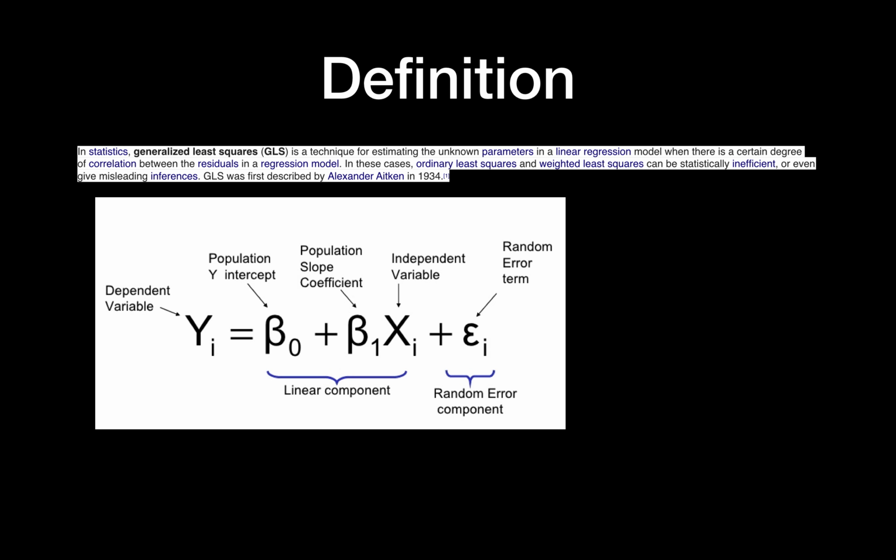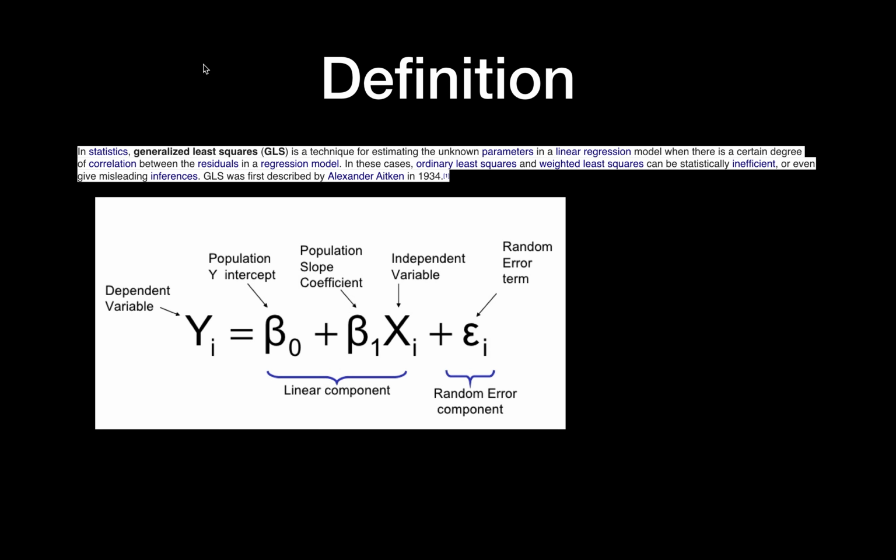But anyways, carrying on, what it says is: in statistics, generalized least squares, or GLS, is a technique for estimating the unknown parameters in a linear regression model when there is a certain degree of correlation between the residuals in a regression model. In these cases, ordinary least squares and weighted least squares can statistically be inefficient or give misleading inferences. GLS was first described by Aitken in 1934.